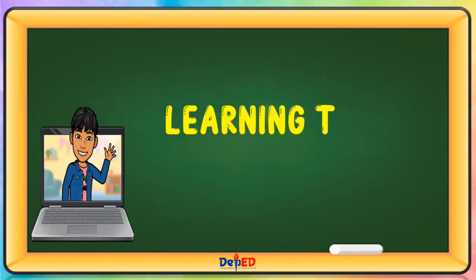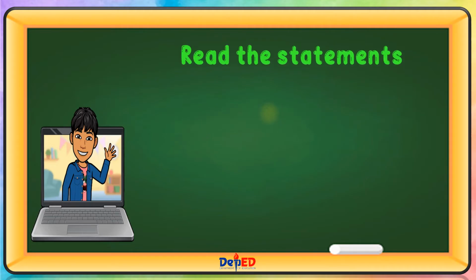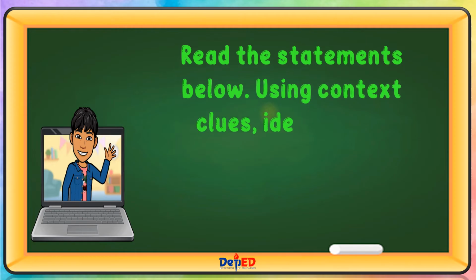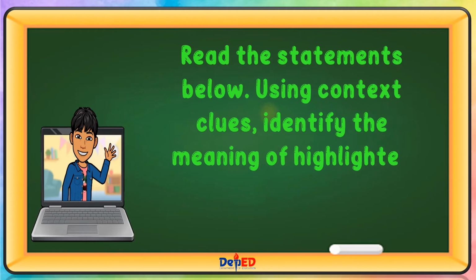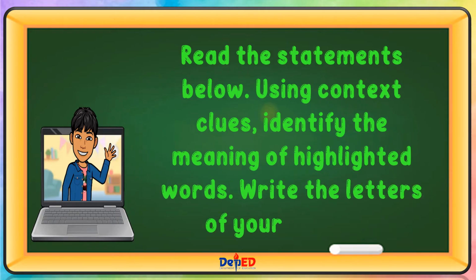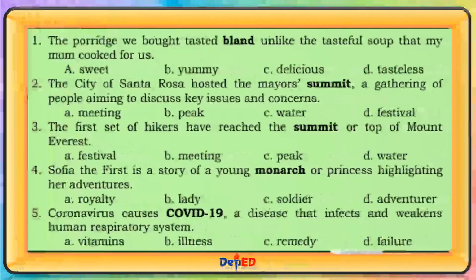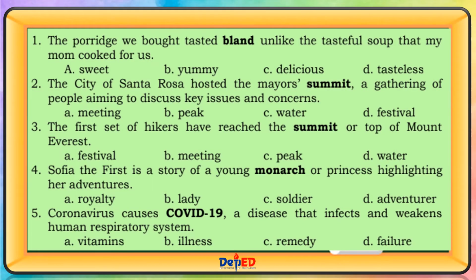Learning Task 7. Read the statements below. Using context clues, identify the meaning of highlighted words. Write the letters of your answers. The porridge we bought tasted bland, unlike the tasteful soup that my mom cooked for us. The answer is letter D, tasteless. The city of Santa Rosa hosted the Mayor's Summit, a gathering of people aiming to discuss key issues and concerns.